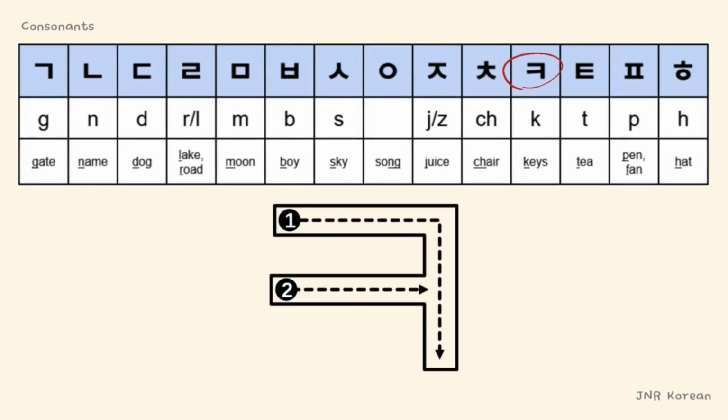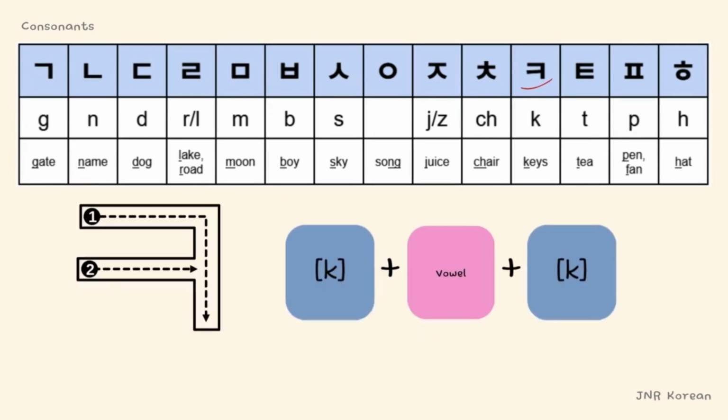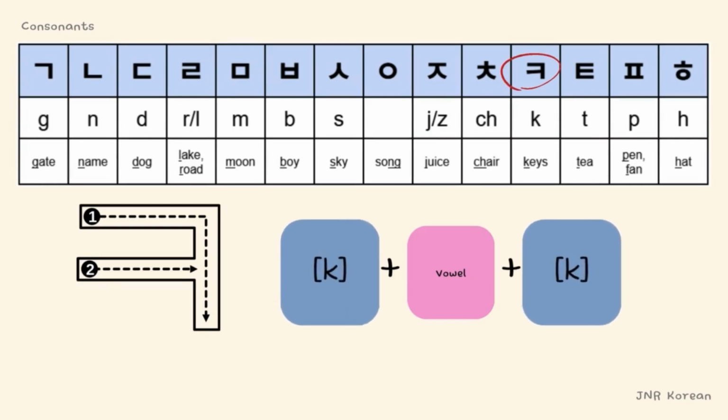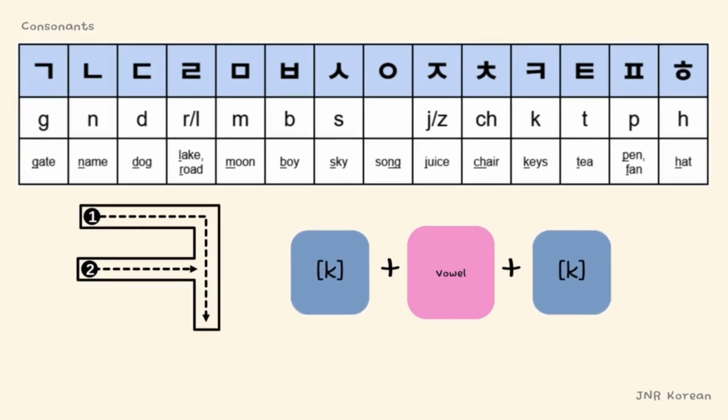The next consonant is 키읔. As you can see, 키읔 looks similar to 기역. Just draw 기역 first and then draw another line inside it. 키읔 is always pronounced as 크, whether an initial or final consonant.